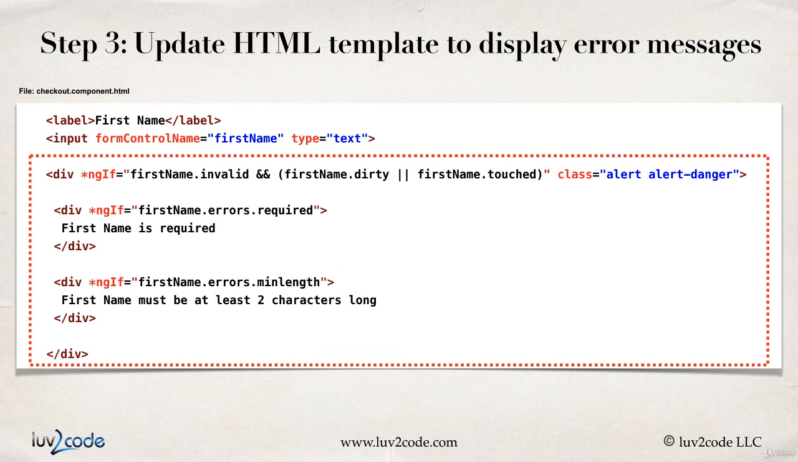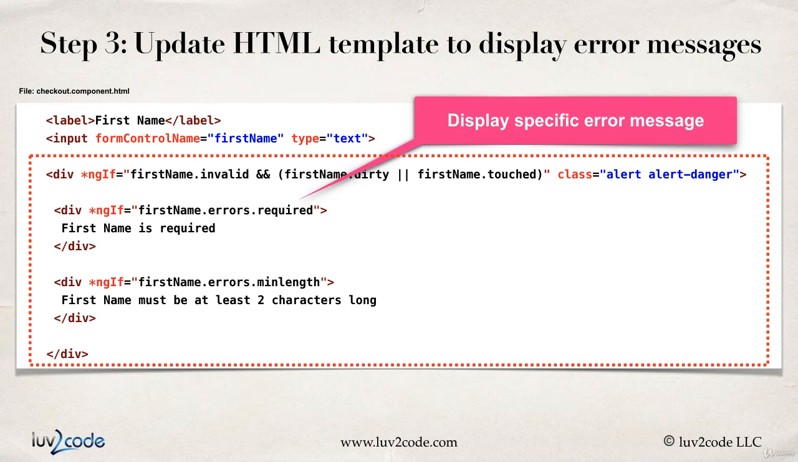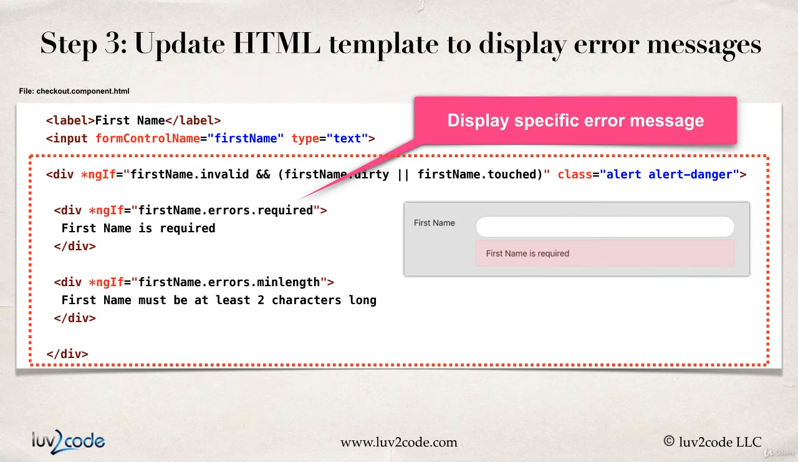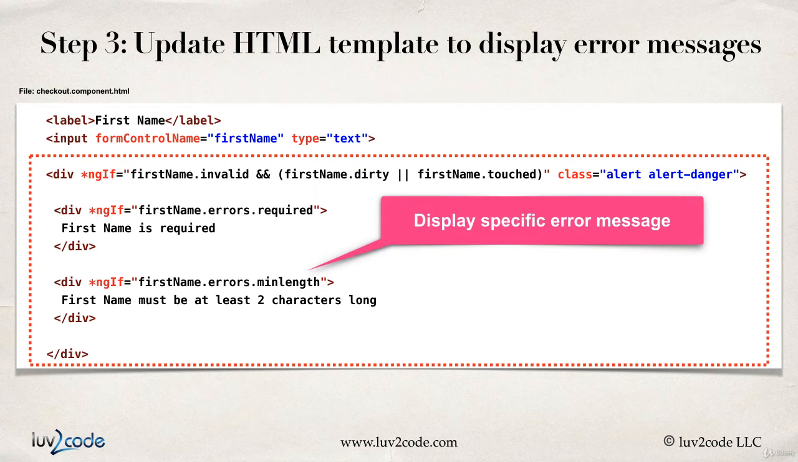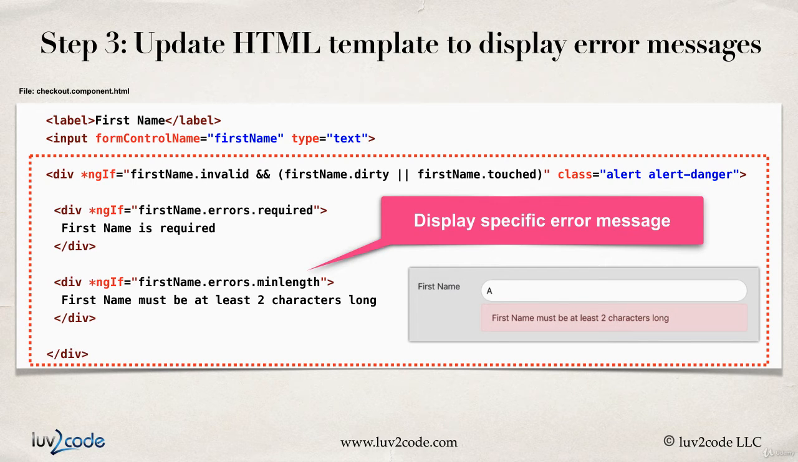So here I'm saying first name.errors.required. That says, hey, the required validation failed. So in that case, I can give my specific error message here to the user, hey, first name is required. And this error message will show up on the form accordingly. And then we can do a similar thing here, first name.errors.minLength. So hey, did the minimum length validation fail? If so, then I'll say, hey, first name must be at least 2 characters long. And then you can simply repeat the process for the other fields that you have.